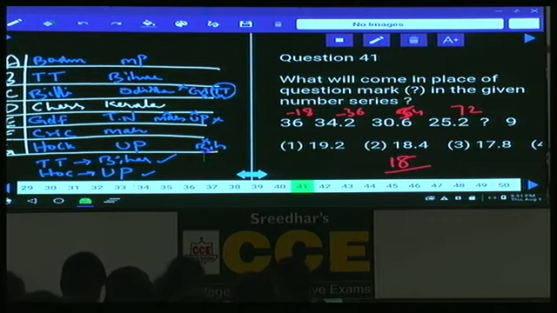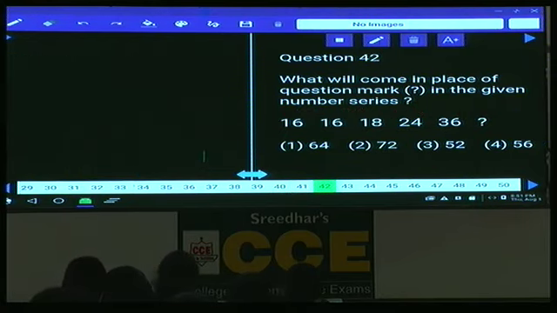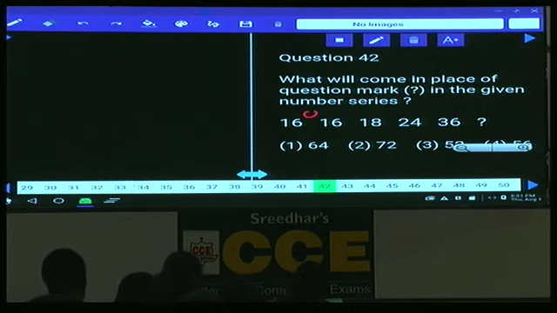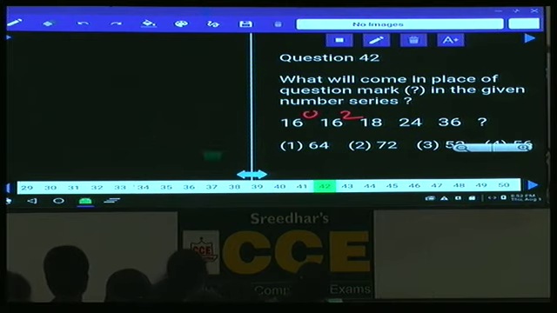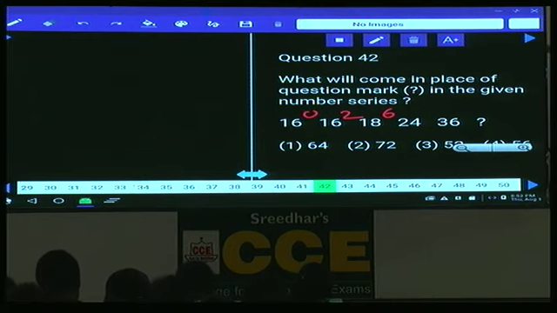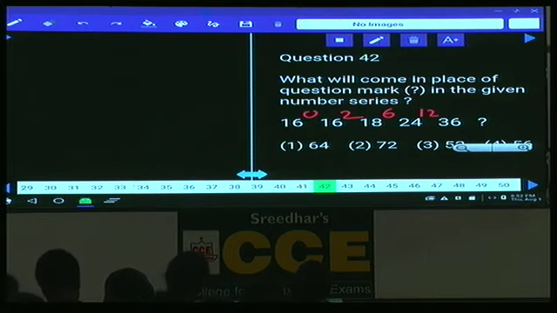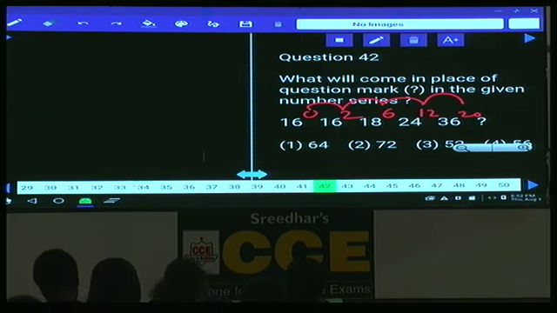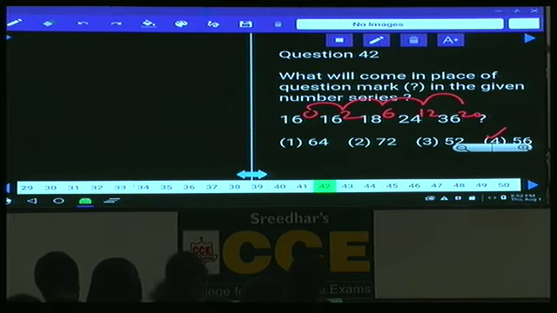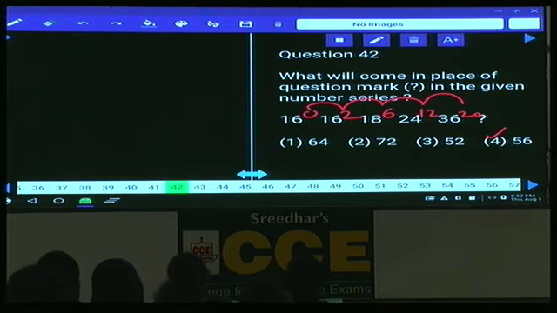Done with this? Then next one, question number 42. Now in this, 16, 16, 18. The difference is 0, then the difference is 2, and the next difference is 6. 24 and 36, the difference is 12. The differences are 0, 2, 6, 12, then again 2, 4, 6, 8, that is 20. 36 plus 20 is how much? 56, choice 4.